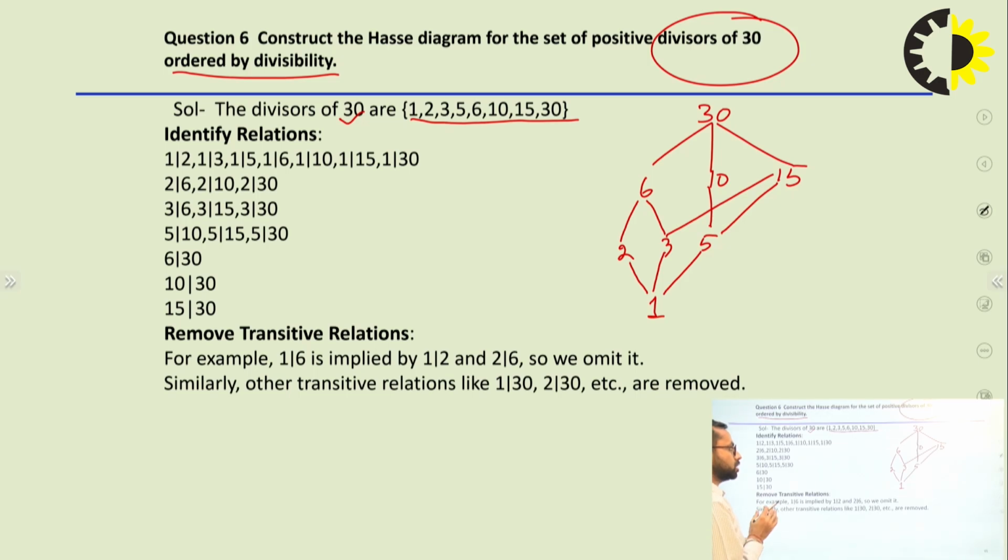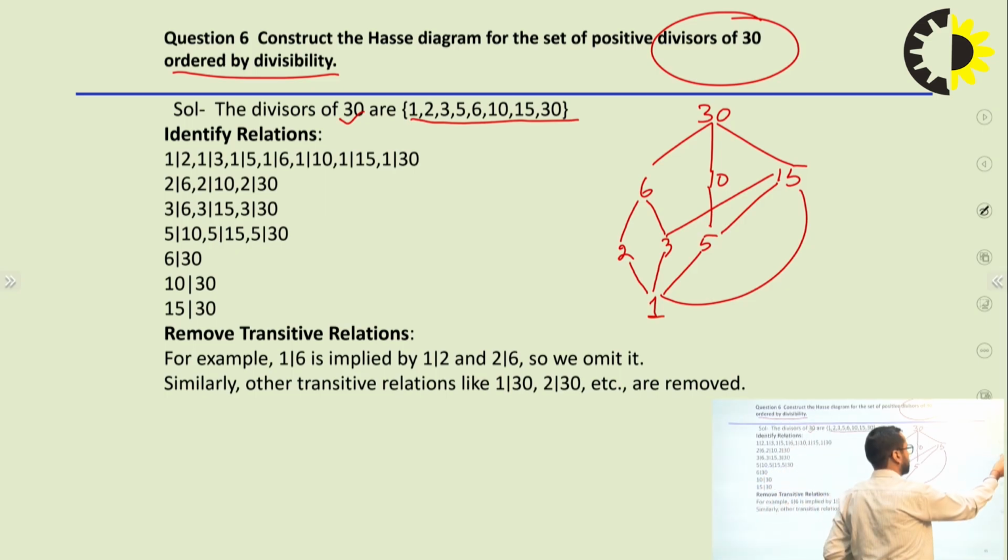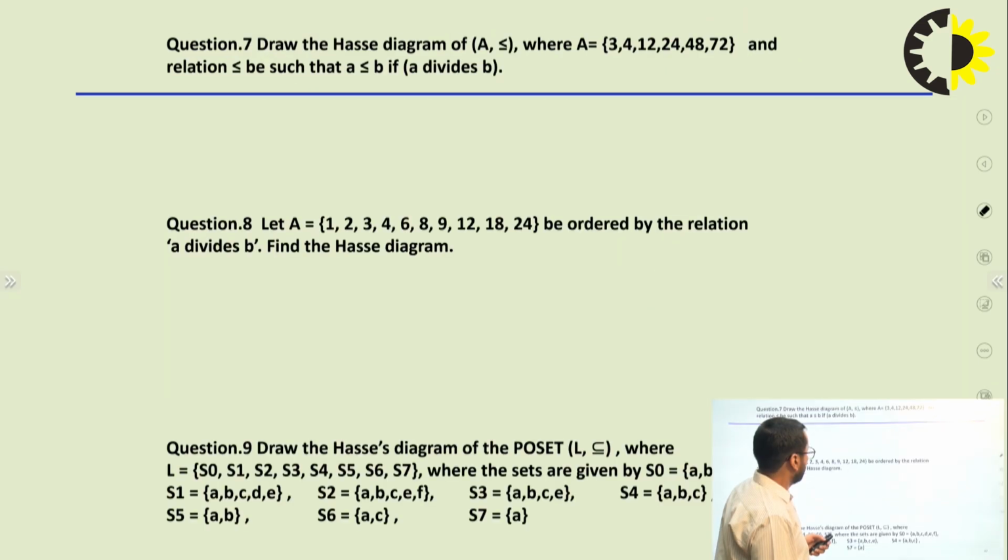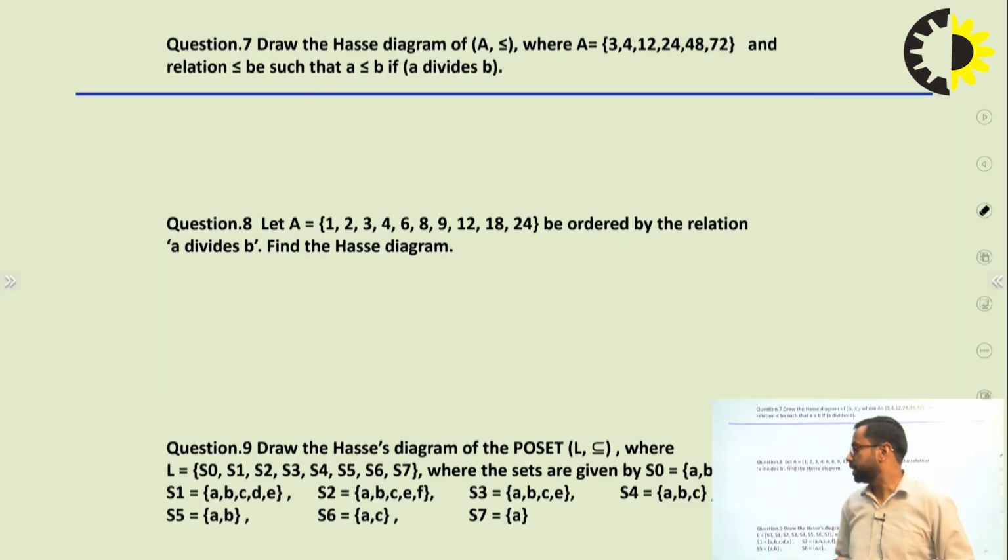If such a formation is necessary, we can use it here. 3 to 15 also has a relation, because 3 has the multiple 15, so we connect 3 to 15, but we avoid transitivity. We will not mention the transitivity. If we connected 1 to 15 also, then it would defeat the concept of the Hasse diagram, so we avoid transitivity relations directly.